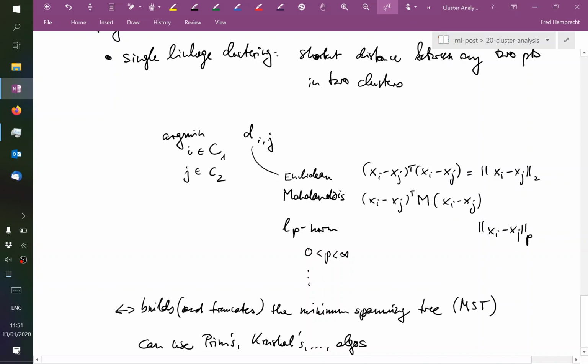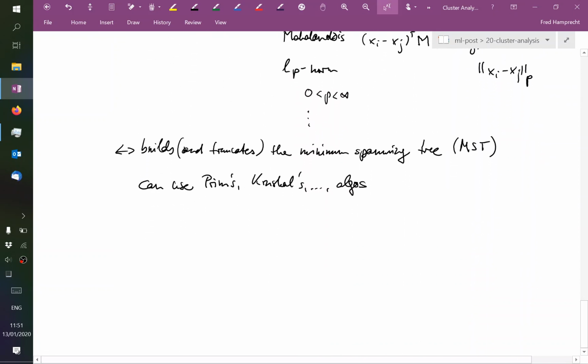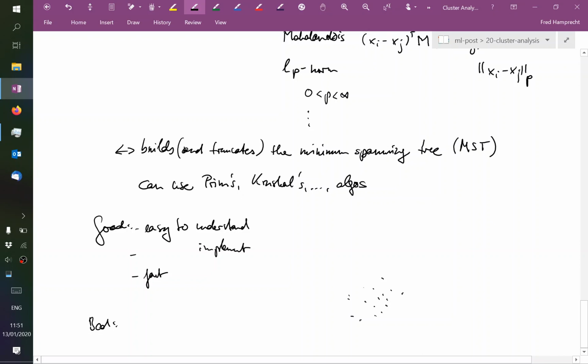It's very computationally efficient. It does have a drawback, and it's so good. It's easy to understand. It's easy to implement. It is fast. However, it has a property which in some data sets makes it perform not so great.